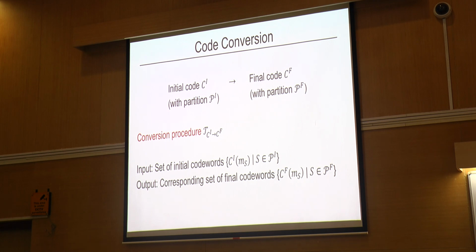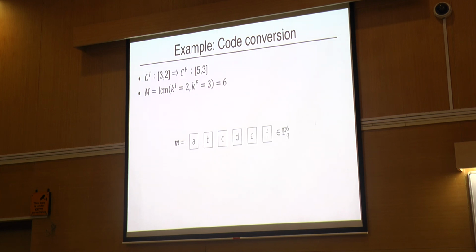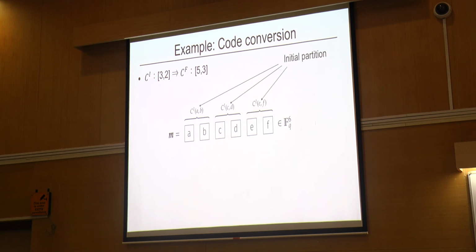I'll just take a couple more minutes to complete this with an example, and then we can take a break. So for example, if we are going from a 3-2 code to a 5-3 code, here we have Ki is 2 and Kf is 3. So the LCM is 6, so we will consider 6 message symbols. An example of an initial partition could be something like this, where we have AB encoded together, CD encoded together, and EF encoded together in the initial configuration.